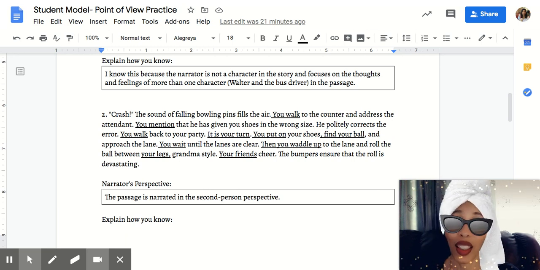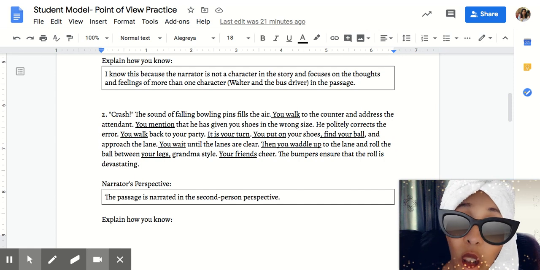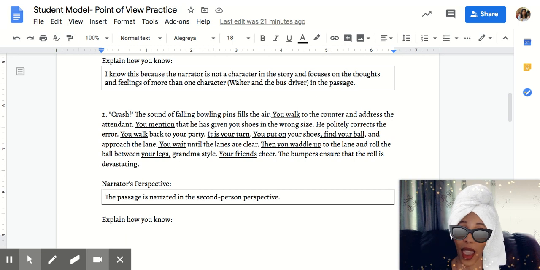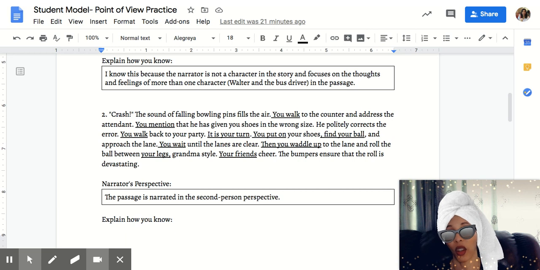I hope that this helps you guys to work on your explanations, go back to the agendas, and show me how smart you are because I know you guys are all capable of doing a good job.